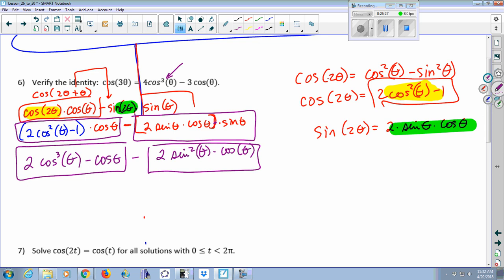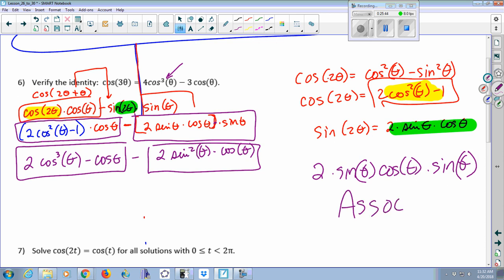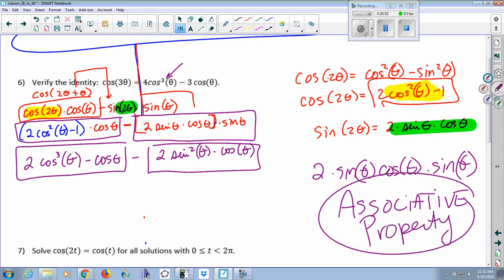This is all one big multiplication problem here, right? 2 times sine theta times cosine theta times sine theta. No distribution. There's no pluses or minuses. This is one of the things I try to point out, and I'm so glad you said that, Hazel, because I have to point this out often in 107.